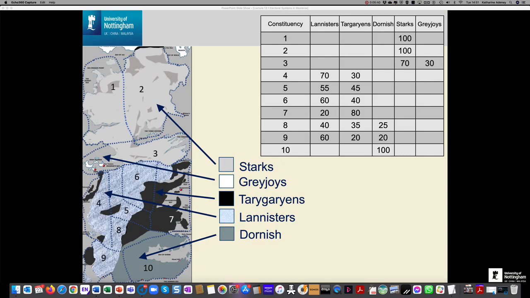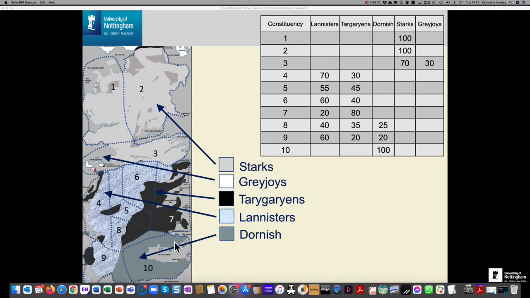Now, the largest group, the Lannisters, have historically held power. You can see the Lannisters there in the west of the country, in the kind of shaded light blue area. But you also have sizable groups such as the Targaryens on the east of the country, but with some pockets in the Lannister areas, and the Dornish in the south of the country in this greyish blue area that looks a bit like a crab's claw.